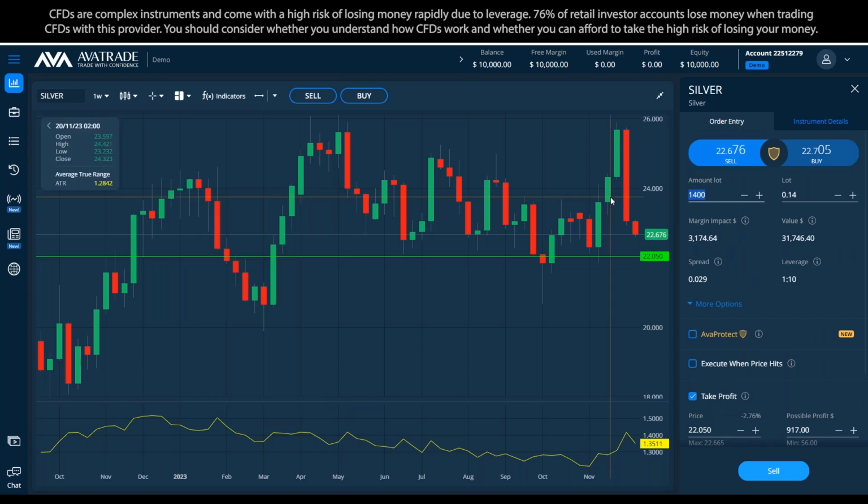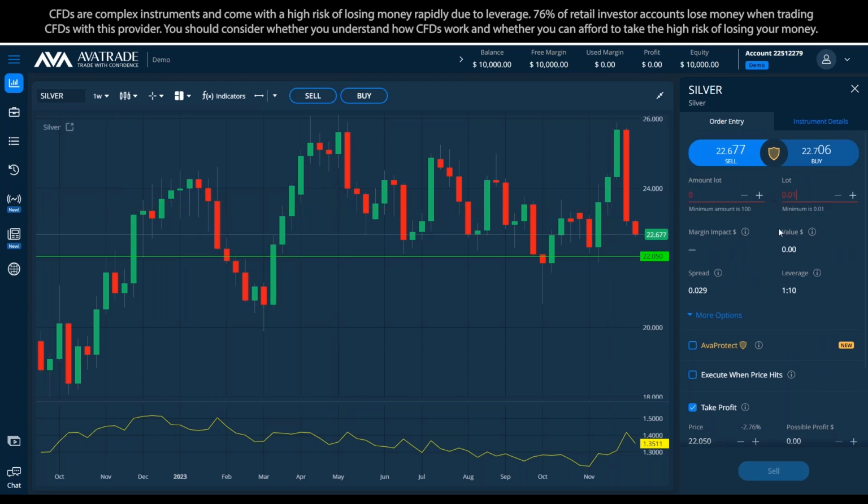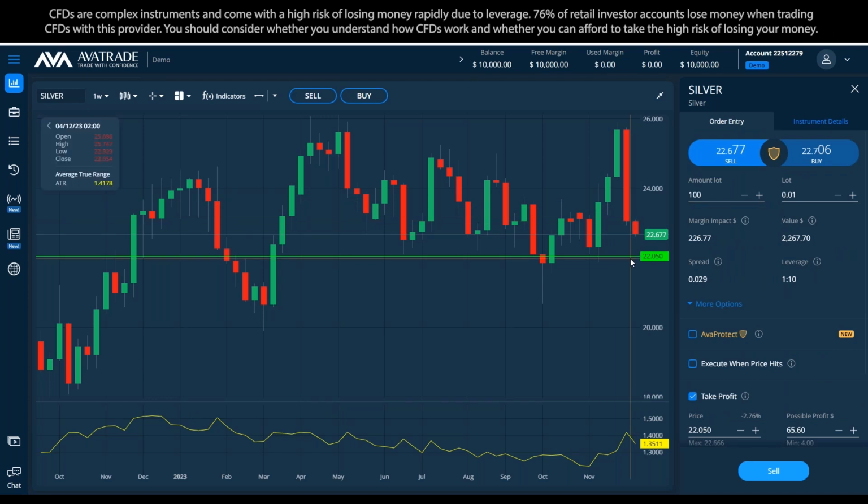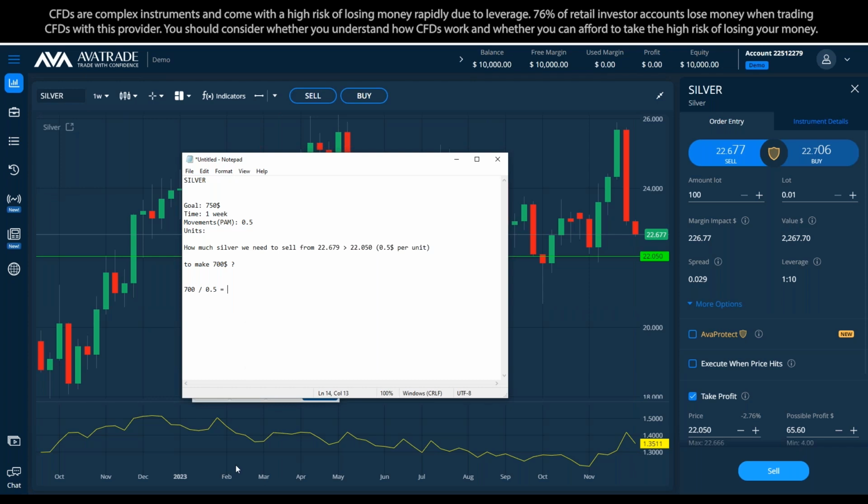If we had the bare minimum, 0.01, right? And it goes half a dollar down, we're gonna make 50. Is that correct? According to this formula. Oh, sorry, I didn't write it down. Goal divided by movements equals units. Yeah. So if this would have been $1, could have made 700. Yeah, no problem. It could be confusing. I mean, I understand.